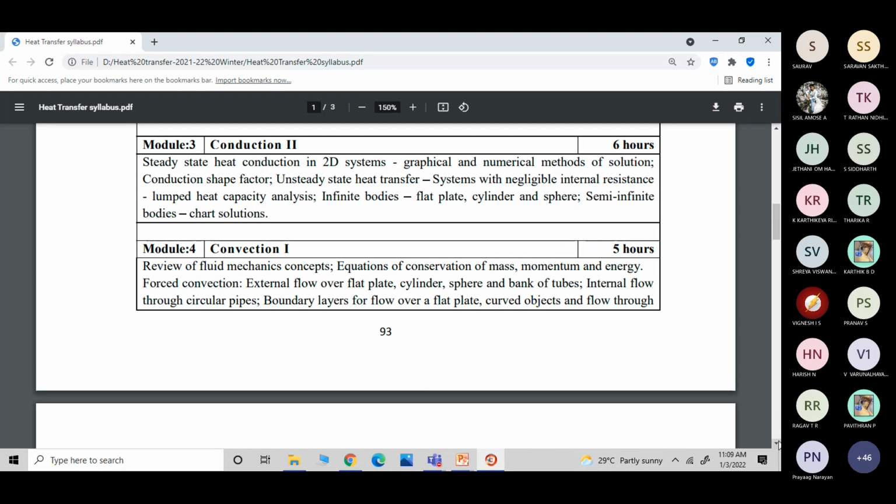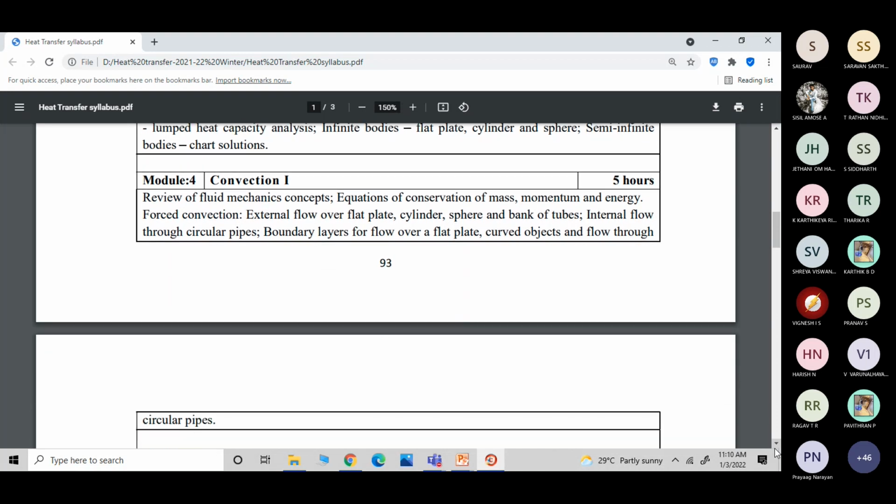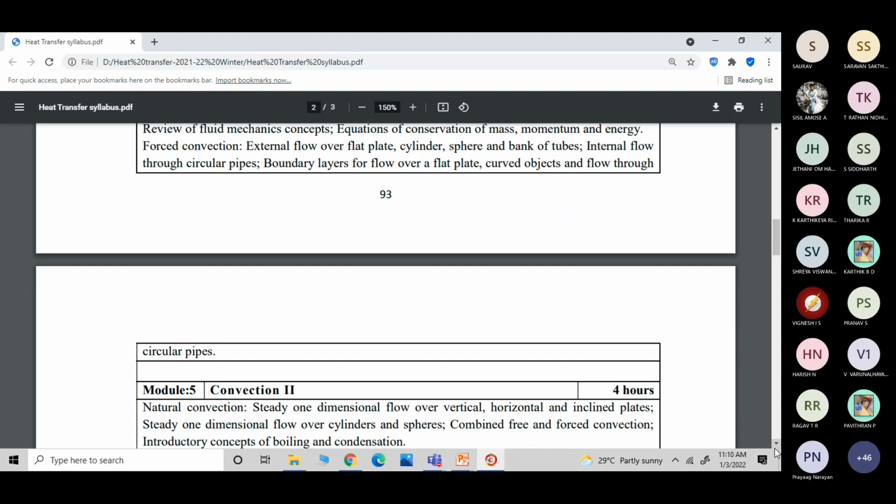So we will be discussing flow over a flat plate, flow over cylinders, spheres, and bank of tubes. Especially in case of heat exchangers, we will be having so many tubes.